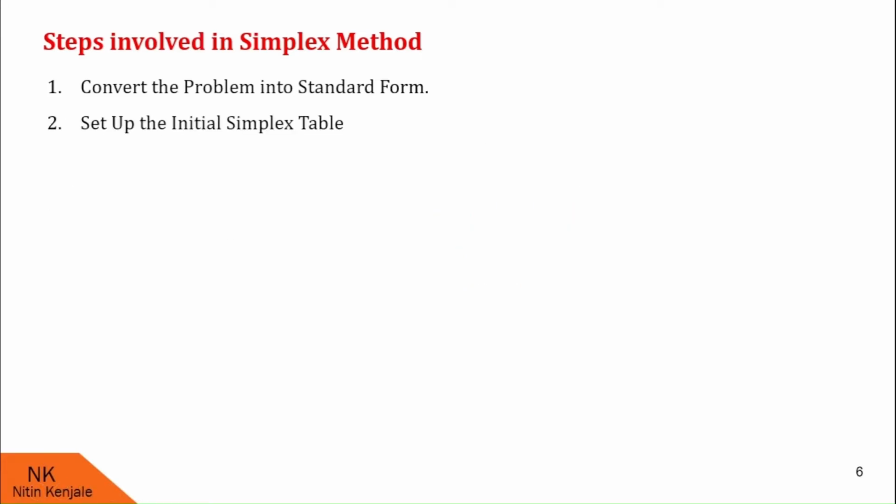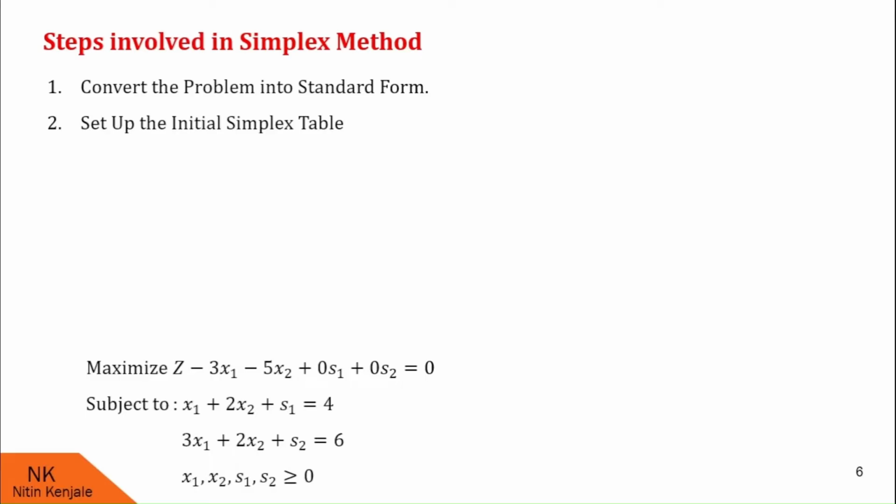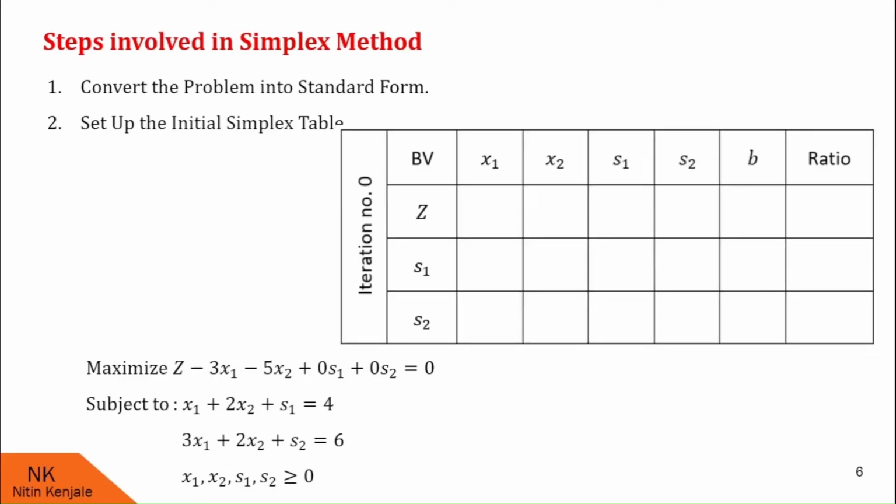In the next step, we set up the initial simplex table. For that, I carry forward the standard form of the LPP. Then we create this type of table. Let me explain this table. Over here, we mention the iteration number. BV stands for basic variables. Then we list all the basic variables involved in the LPP, for example, x1, x2, s1, s2. So we write them over here.